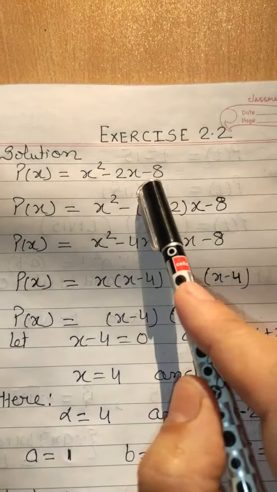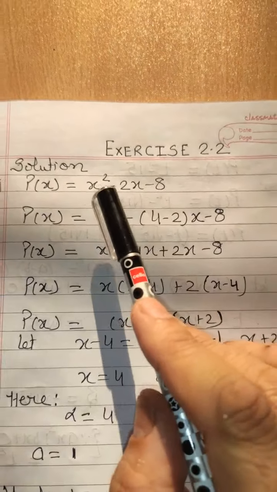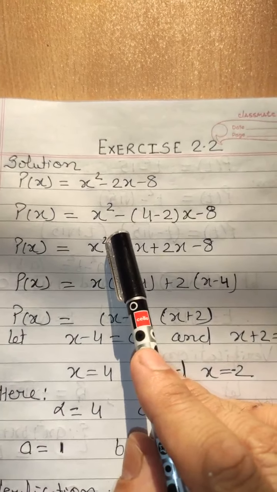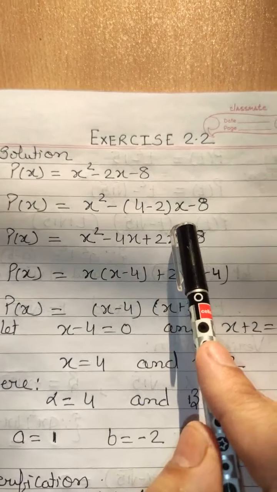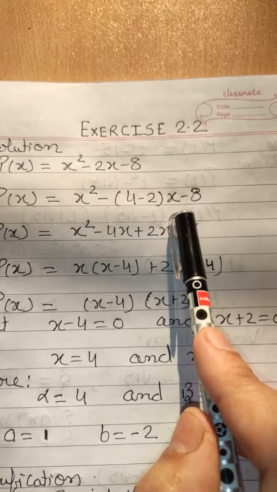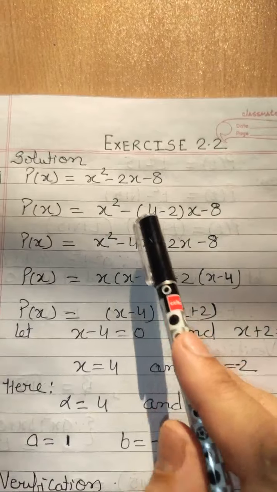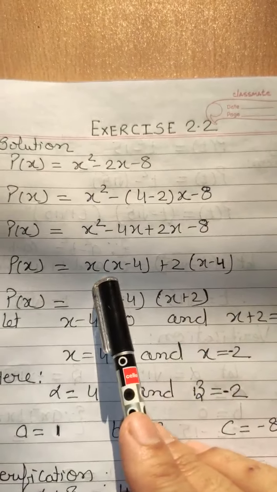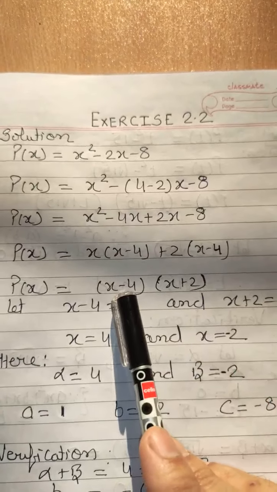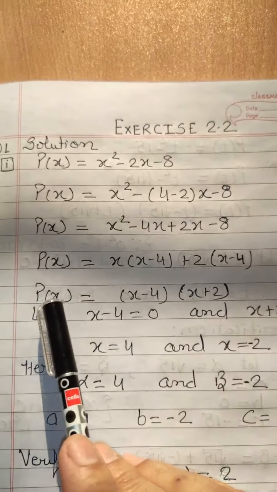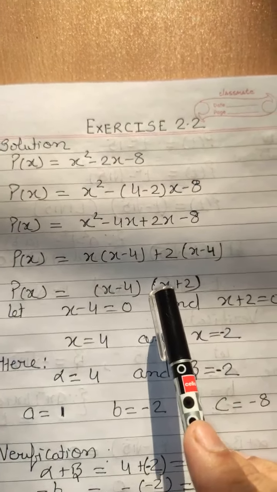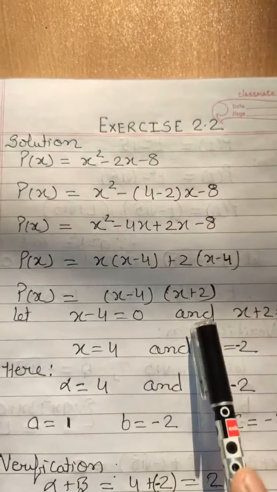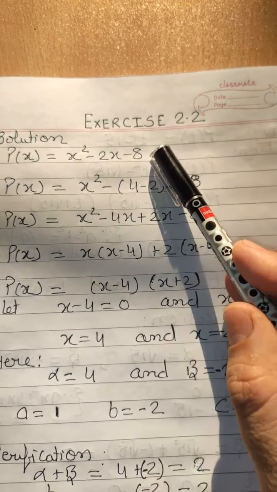So step first is what? Factorize this polynomial. We will use splitting the middle term. Already in lecture 2 I explained the same question, so I am applying the procedure of splitting the middle term. We replace the middle term by 4 minus 2, then we multiply, open the bracket, then take common. After taking common we got 2 factors. Which are the 2 factors? Px is equal to x minus 4 into x plus 2. This is the factorized form of this polynomial px. If you multiply again, you will get this polynomial.